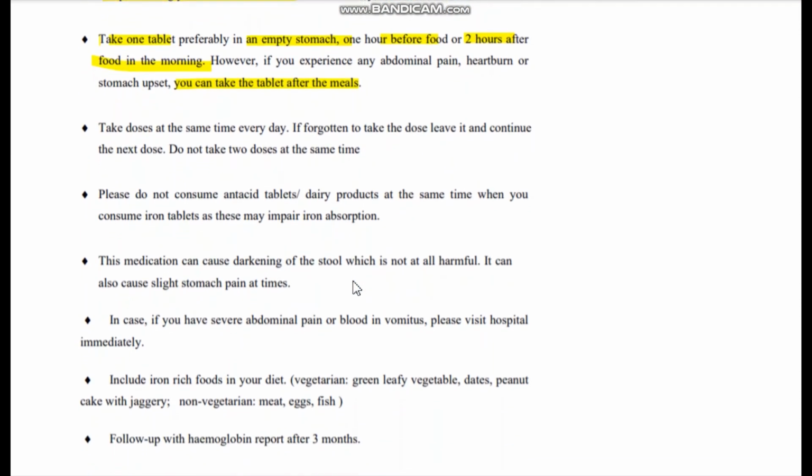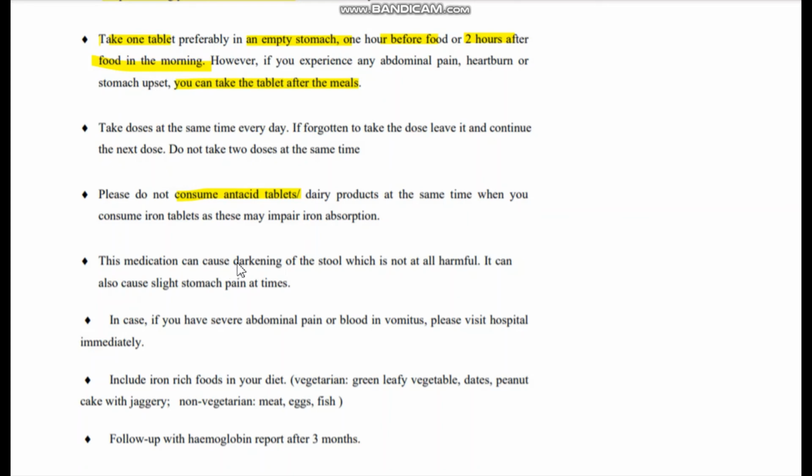Take the dose at the same time every day. If you forgot to take the dose, leave it and continue to the next dose. But don't take two doses together at the same time or very close to each other. Okay? You will tell them not to consume antacid tablets because that will not allow proper absorption.